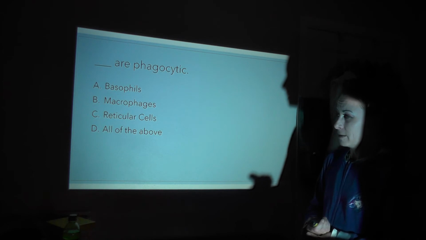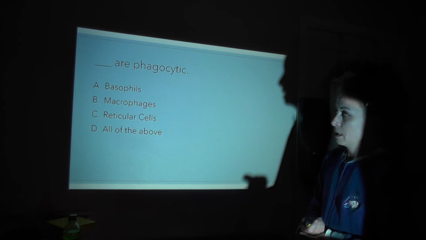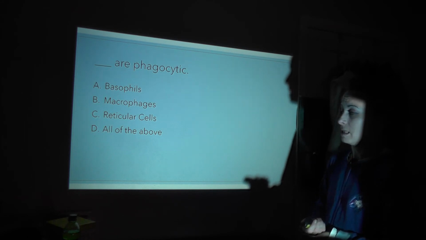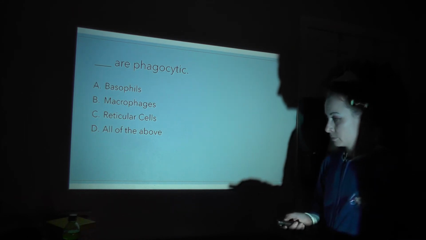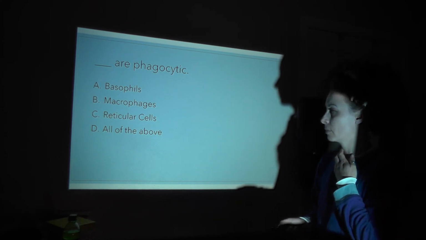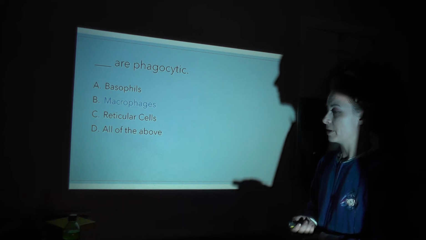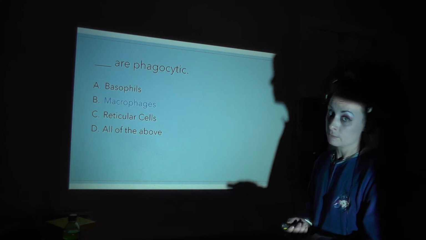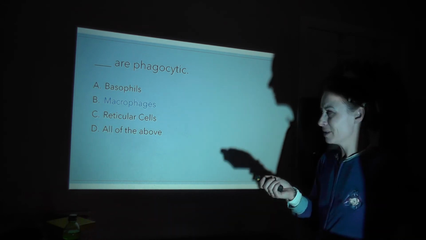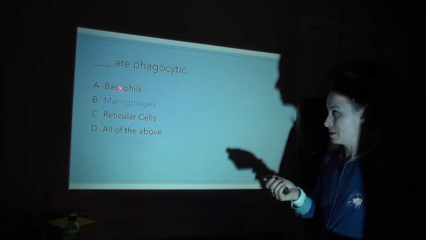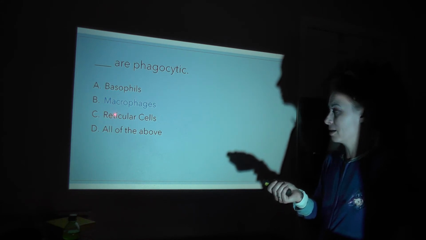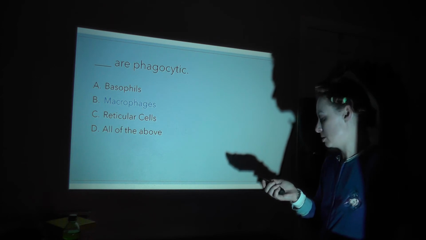Okay, blank cells are phagocytic. A, basophils; B, macrophages; C, reticular cells; D, all of the above. Yeah, the answer is B, macrophages. What do basophils do? They release our inflammatory chemicals. Reticular cells are the supporting cells that secrete reticular connective tissue in lymphatic organs. Okay.